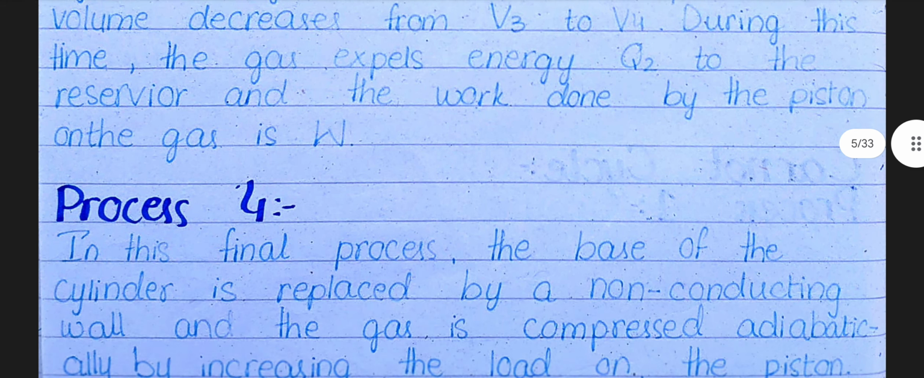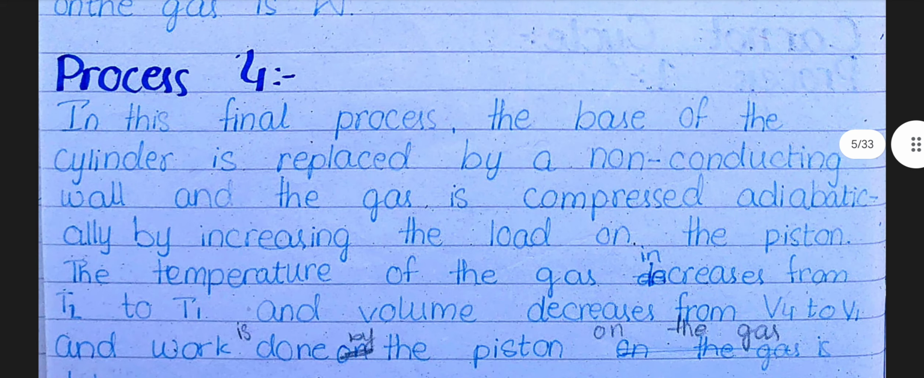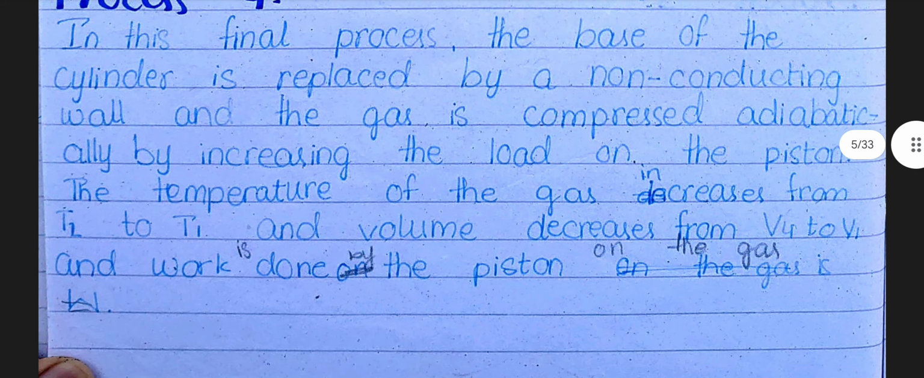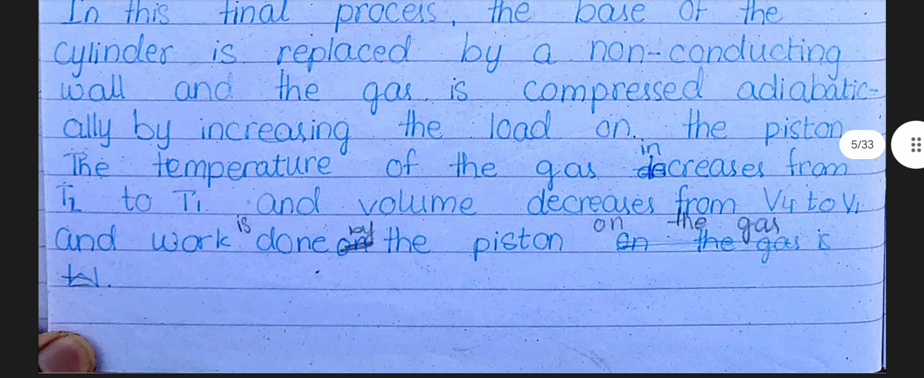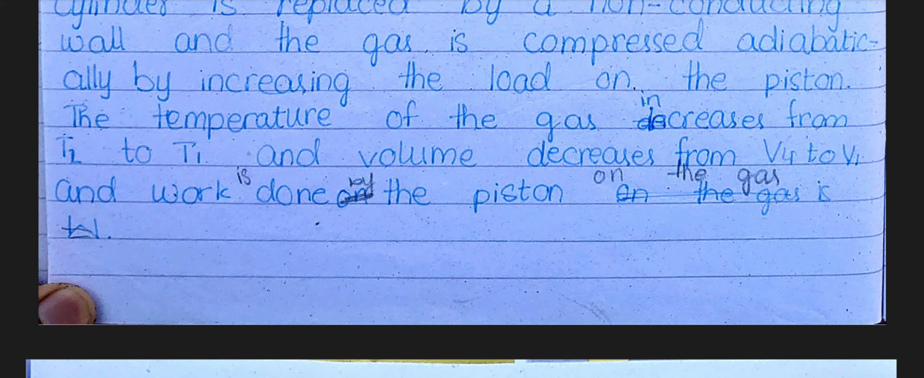Process 4. In this final process, the base of the cylinder is replaced by a non-conducting wall and the gas is compressed adiabatically by increasing the load on the piston. The temperature of the gas increases from T2 to T1 and volume decreases from V4 to V1 and work is done by the piston on the gas.